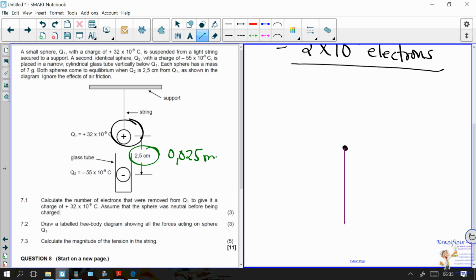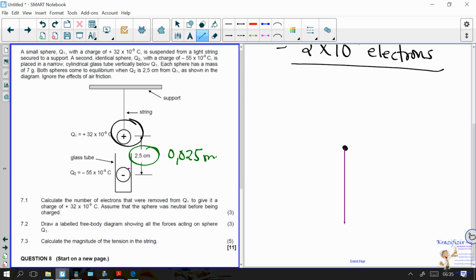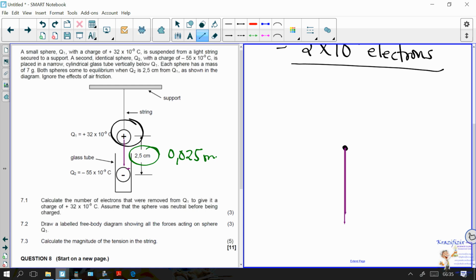What else do we have? We have an electrostatic force, okay, electrostatic force between Q1 and Q2. And because they are opposite charges, they are going to what? Attract each other, which means Q1 should be moving down because of the charge. I'm going to have 2 arrows there. The electrostatic force is actually stronger than the force of gravity there.